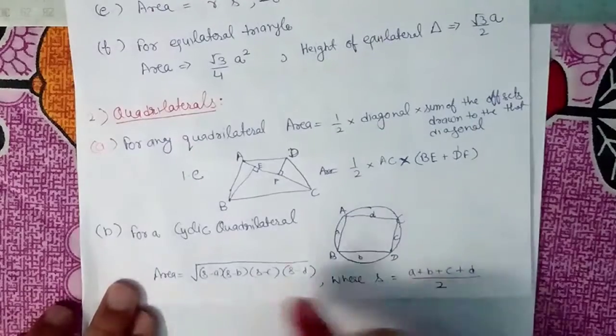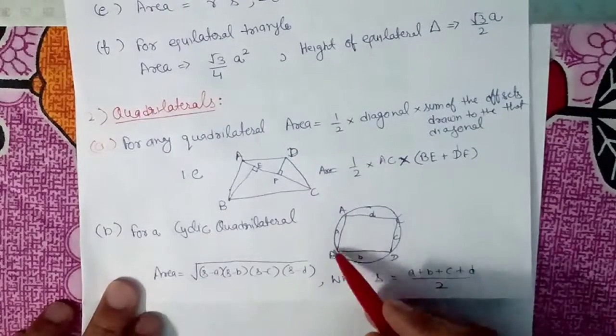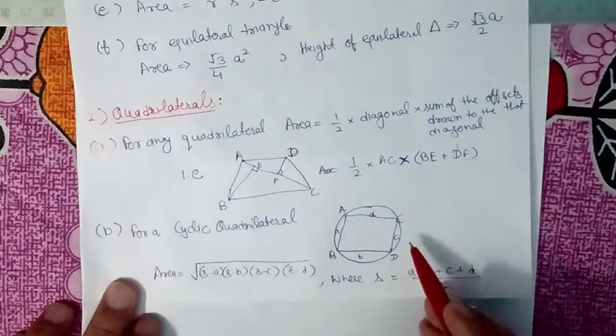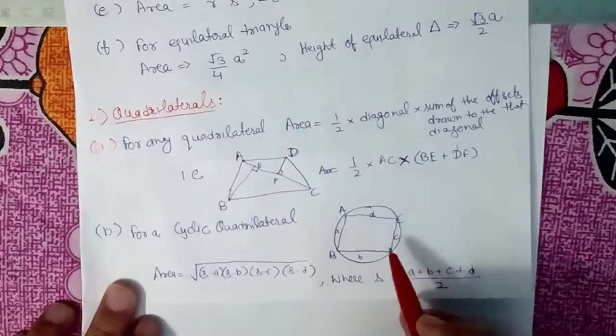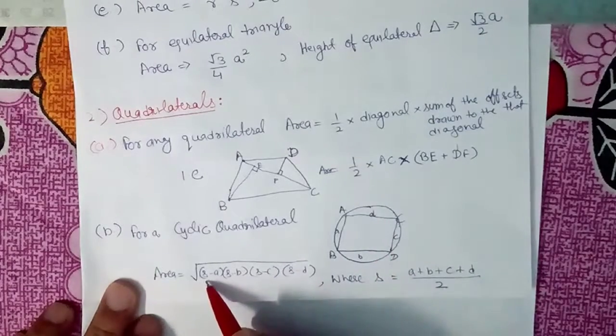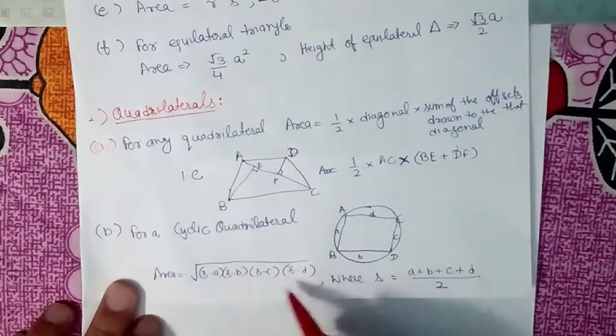For a cyclic quadrilateral, if we have a quadrilateral which is inscribed inside a circle, the area is given as the square root of S minus A, S minus B, S minus C, S minus D.